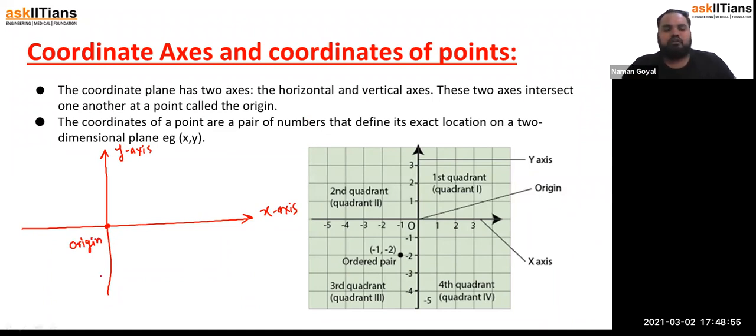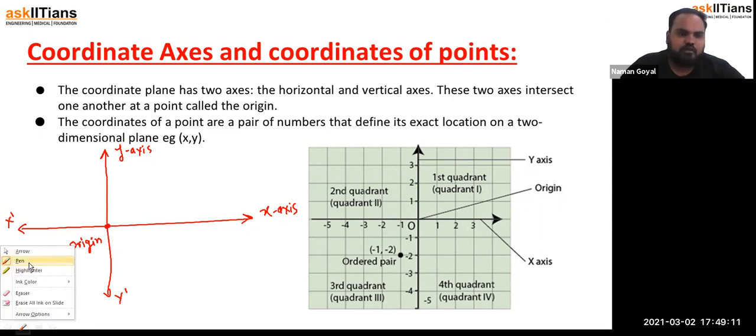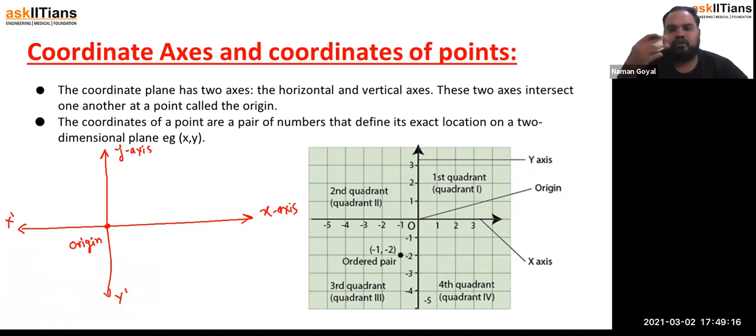Now this is the positive x-axis, this is the negative x-axis represented by x dash. This is the positive y-axis and this is the negative y-axis represented by y dash. Now see, let me change the color. The two coordinate axes divide any plane into four parts. This is first, second, third and fourth.